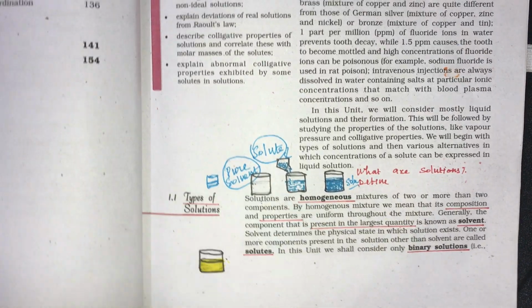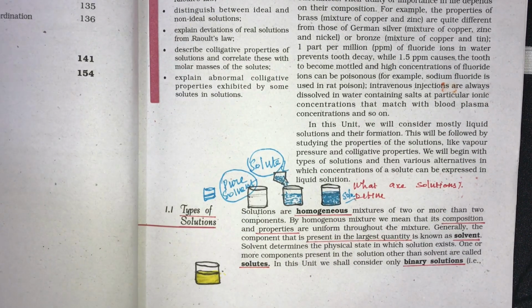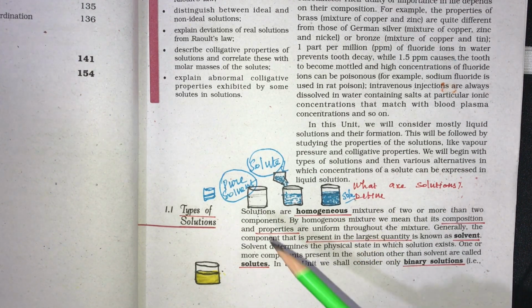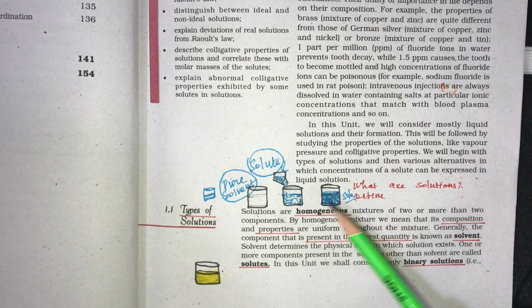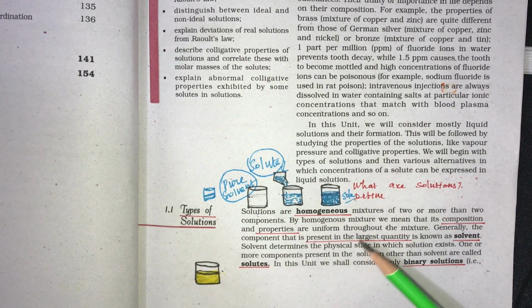NCERT Chemistry, the first lesson, Unit 1, Solutions. What are solutions? Sugar solution, salt solution, copper sulfate solution. In sugar solution, the sugar is a solute and water is a solvent. In salt solution, salt is a solute and water is a solvent. Now consider the solute copper sulfate dissolved in a pure solvent, water. Solute plus solvent gives a solution, copper sulfate solution.